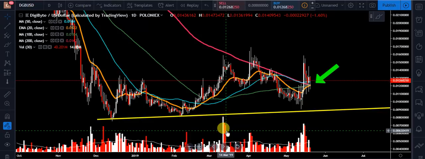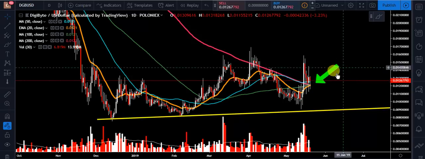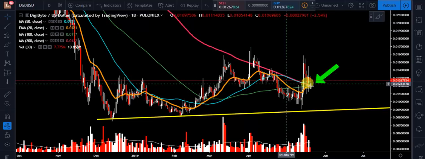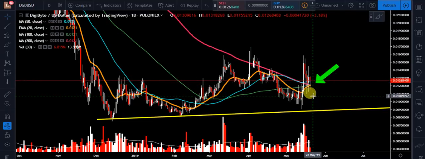So, what I wanted to get into here, the number one thing that I want to bring to you right now, what we need to see out of Digibyte today is a close up above this 200-day moving average, and that's in pink right here, guys. We do not want to lose that and go back underneath that again.